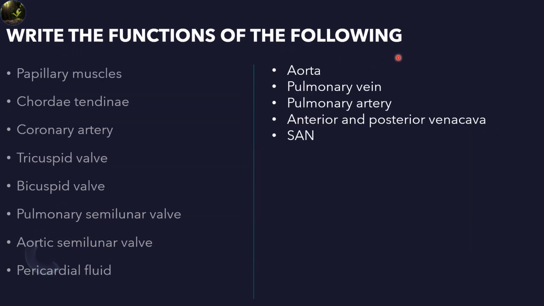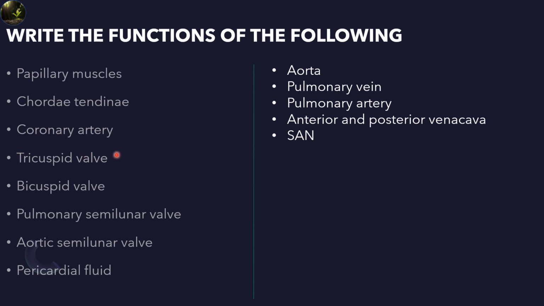Write the functions of the following. First one, papillary muscles. Papillary muscles hold the chordae tendineae. These chordae tendineae arise from papillary muscles. Then, what is the function of chordae tendineae? It holds the tricuspid and bicuspid valves in position at the time of ventricular systole. Coronary artery carries oxygenated blood from the heart to the heart muscles.